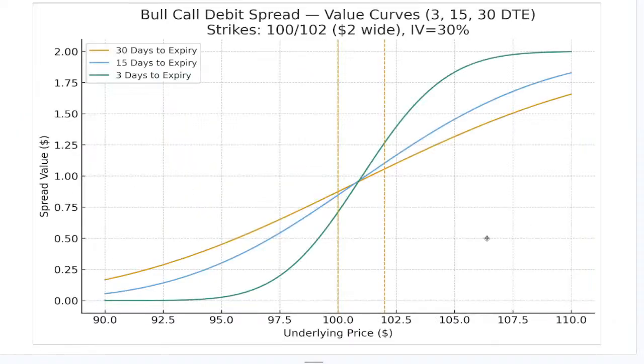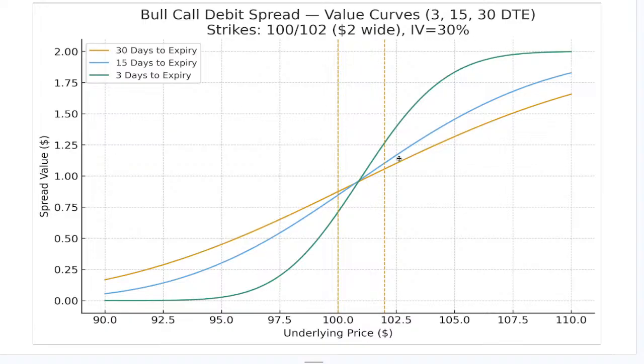So right now you look into the bull call spread. From here you can see that when the days to expiration are nearer, the curve is steeper, so it is more sensitive to price movement. The longer dated one is the least sensitive to price movement because there's the element of time. Time can change many things. So for this example, we will use strikes 100 and 102, $2 wide, okay? $2 wide. And IV is 30.